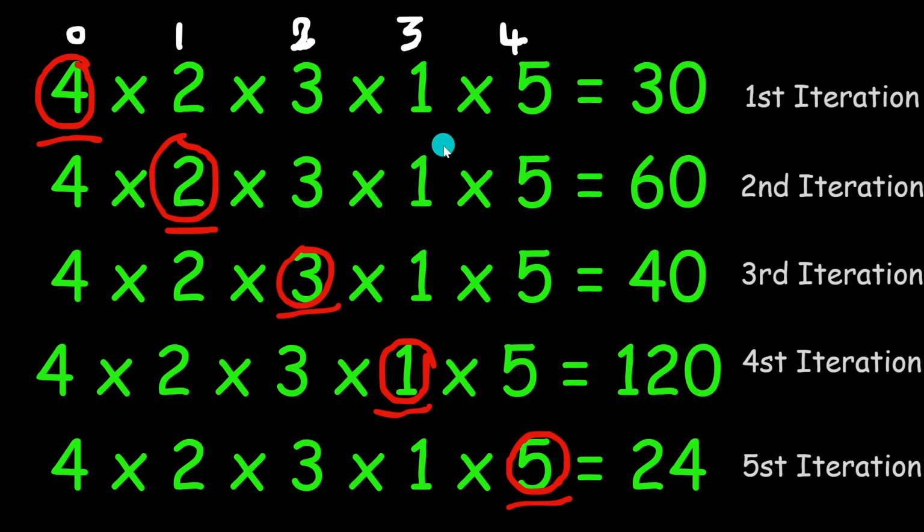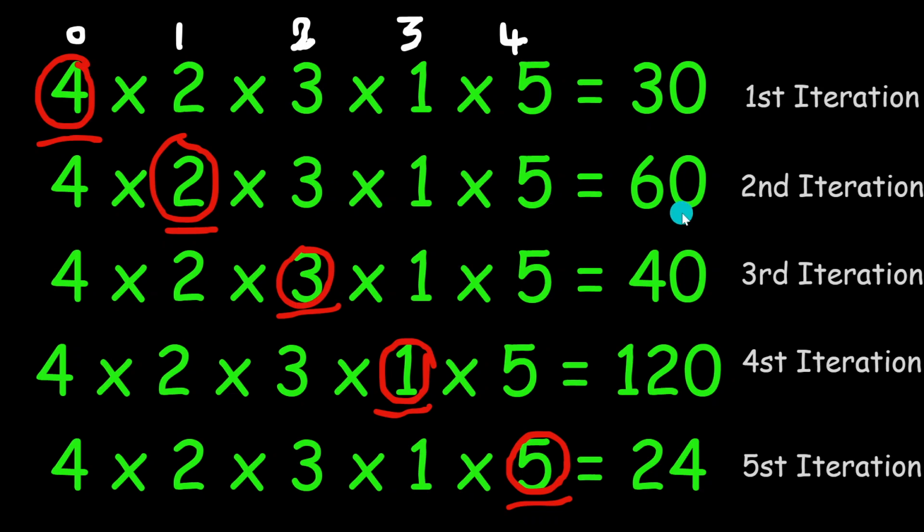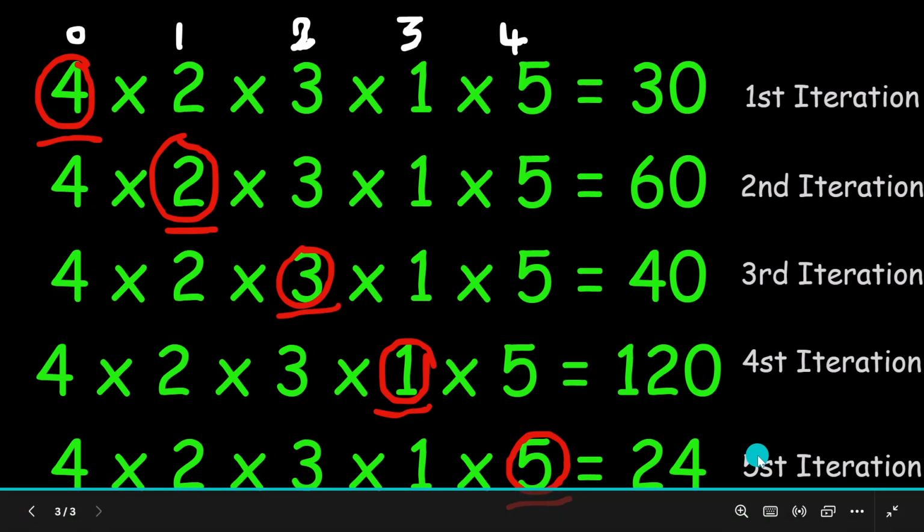Let me show you one tracing diagram, then you can understand more. In the first iteration I am trying to ignore the 0th index element in the input array. So the remaining elements' product will be 30, that is 2 × 3 = 6, 6 × 1 = 6, 6 × 5 = 30. So this is the result for the 0th index element in the output array. Continue the remaining iterations also: in the second iteration the first index element, third iteration the second index element, fourth iteration the third index element, fifth iteration the fourth index element. Need to continue until the length of the array.